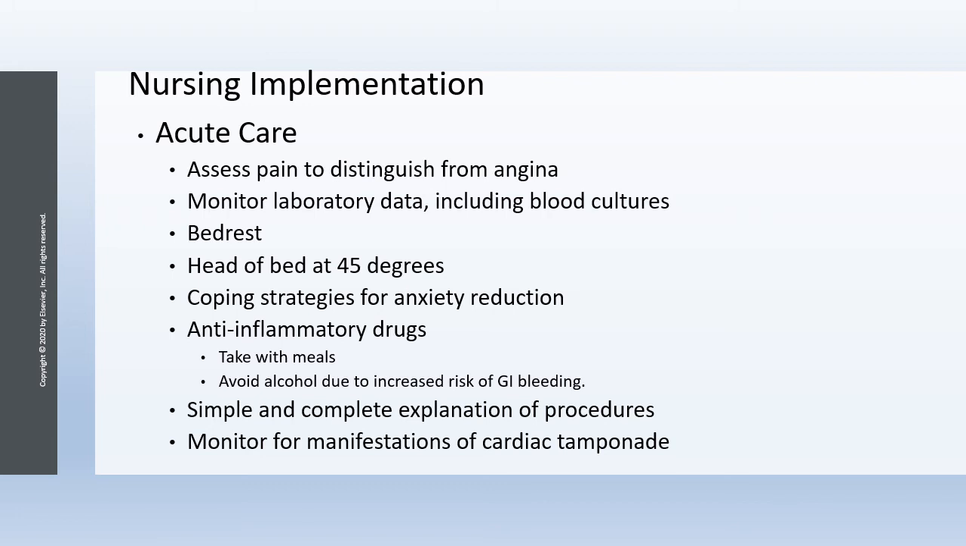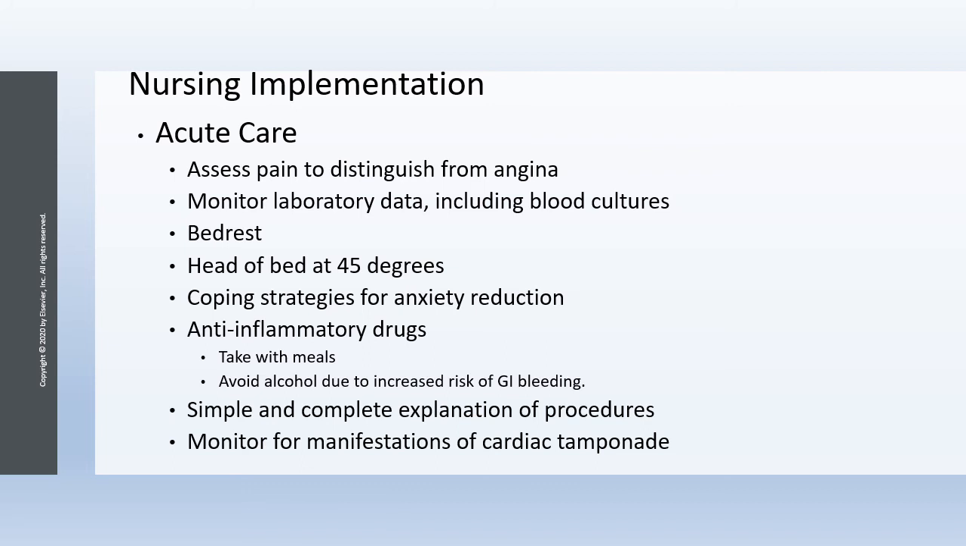Anti-inflammatory drugs can help control the pain. Give these drugs with food or milk. Tell the patient to avoid alcohol because of the risk of GI bleeding. Other drugs such as a proton pump inhibitor can reduce stomach acid. Provide simple, complete explanations of procedures and possible causes of pain to help reduce anxiety.